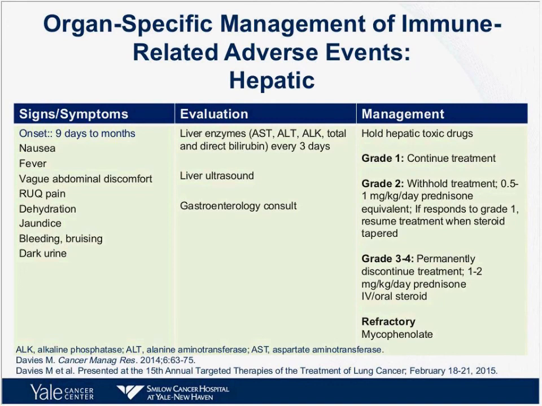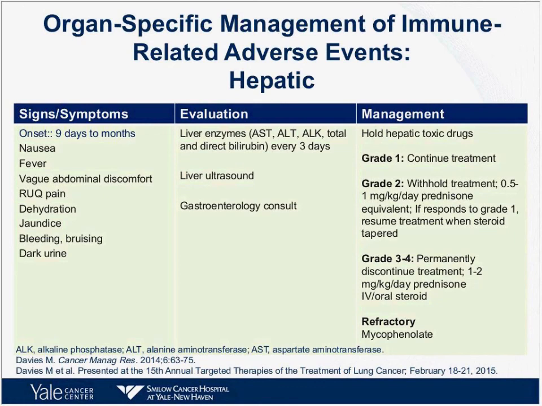develop some jaundice. Liver enzymes to monitor: AST, ALT, ALK, total and direct bilirubin every 3 days until the toxicity is resolving. They may require liver ultrasound and consultation with gastroenterology for further evaluation. Management, again, screening for any hepatotoxic drugs, particularly acetaminophen and over-the-counter medications as well, and herbal medications to assure that they are not on any hepatotoxic contraindicated medications.